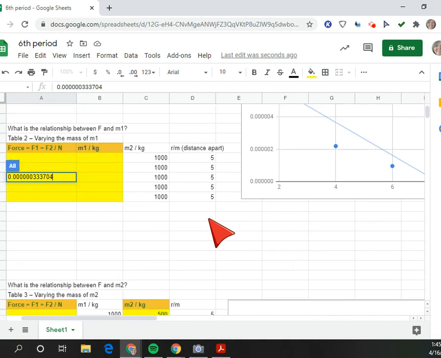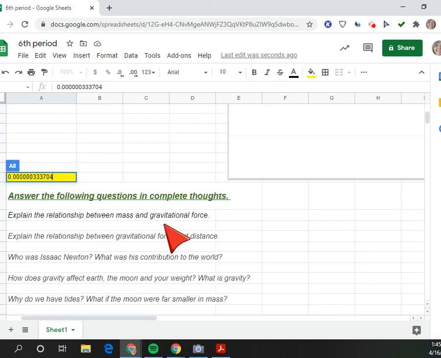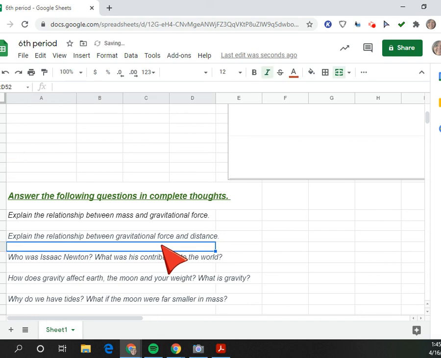And I think, is that one of the questions? Okay. And this one, explain the relationship between gravitational force and distance. So you would want to put that right there.